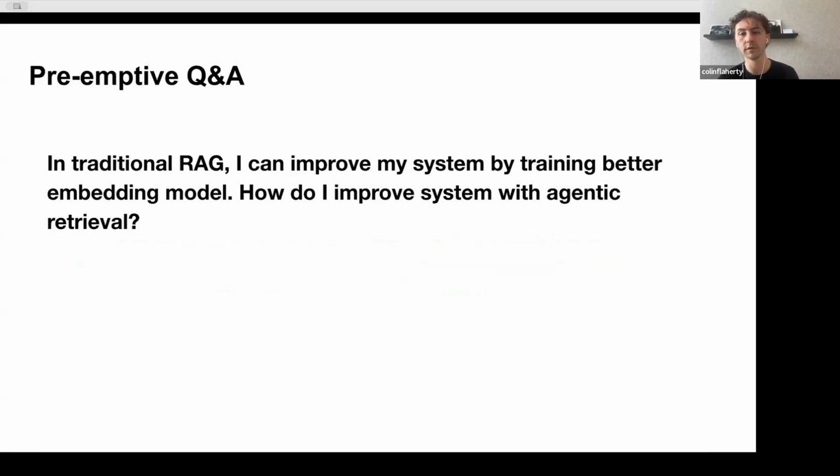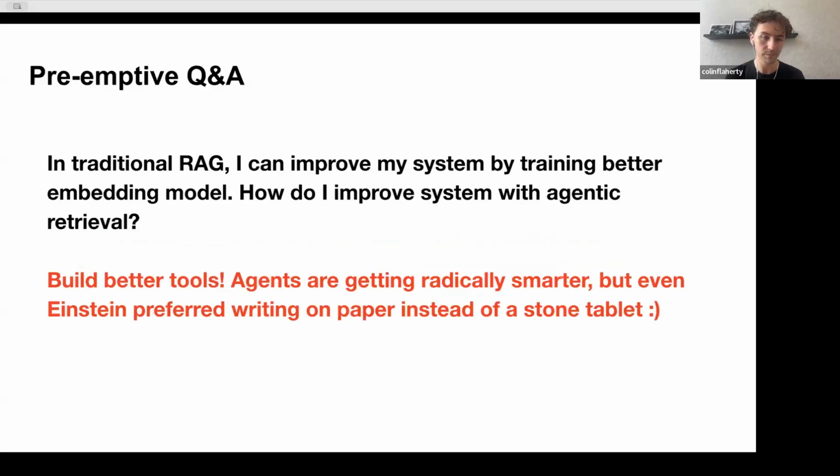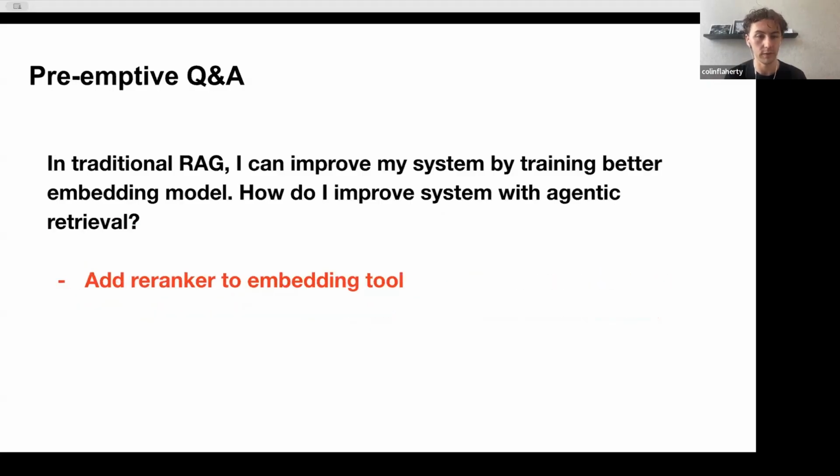And then the last question, our last topic: in traditional RAG, I can improve my system by training better embedding models. How do I improve my system with agentic retrieval? So in general, I would just say build better tools. So this is a little anecdote. Agents are getting radically smarter, but even Einstein preferred writing on paper instead of a stone tablet. So yes, these agents are persistent, but you should give them whatever you can give them to improve the odds that they find what they're looking for.